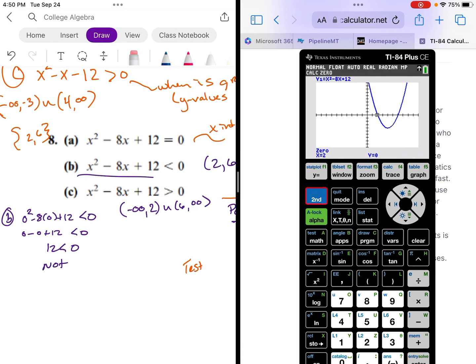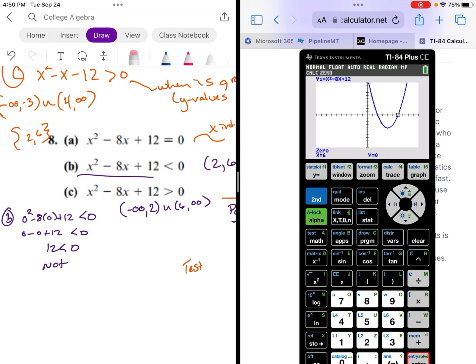Then I repeat the same thing for the other side. I go second trace, find the zero. Now I go to the left side of where I see the next x-intercept, press enter, go to the right side of that point, hit enter, and yes, I want it to guess. It tells me 6, 0 for the other one. So if you can remember those features, then we use those features. Just graph it and see where it touches the x-axis.